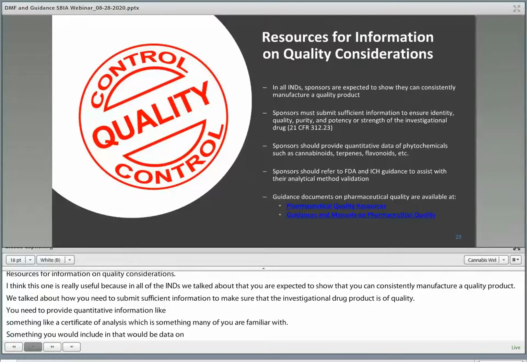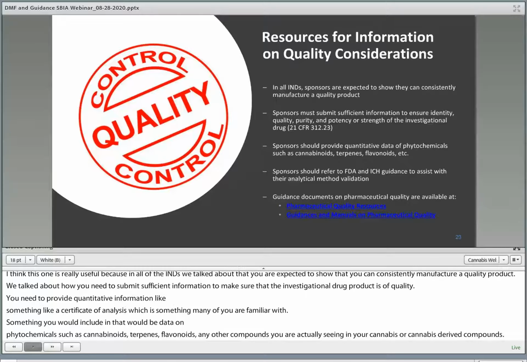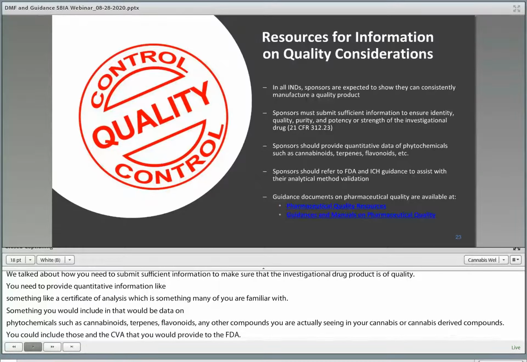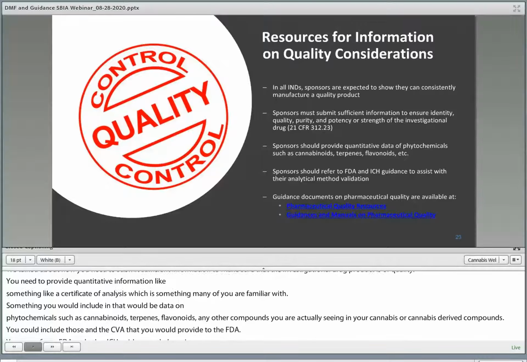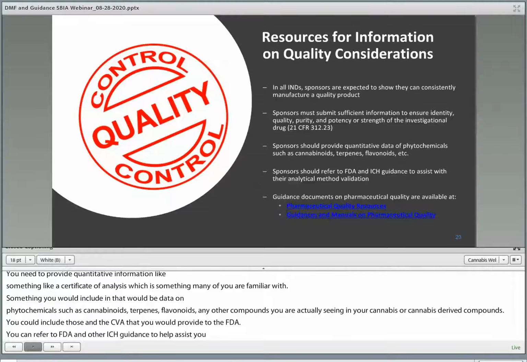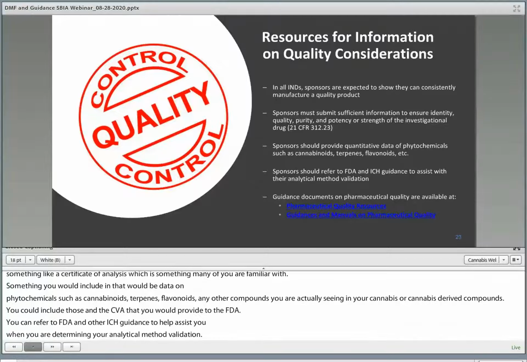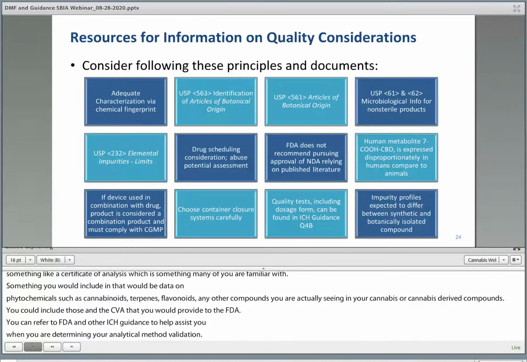And you can refer to FDA and other ICH guidelines and guidance to help assist you when you determine your analytical method validation. And we do have some guidance documents on pharmaceutical quality that are available. You can click them after this and you'll be able to find some specific information on many topics involved in pharmaceutical quality generally and not just cannabis.